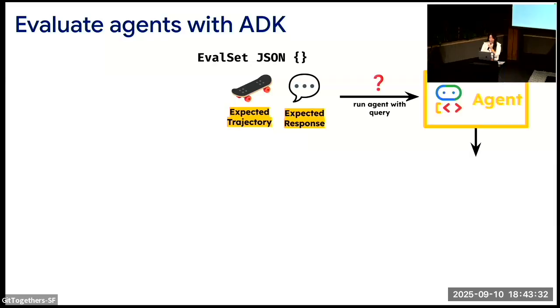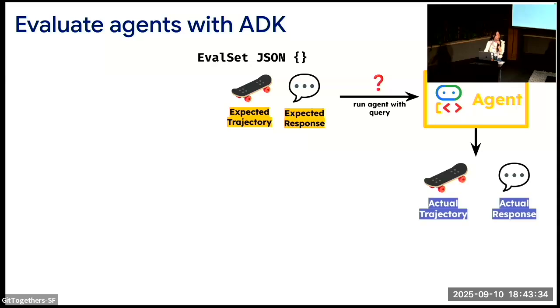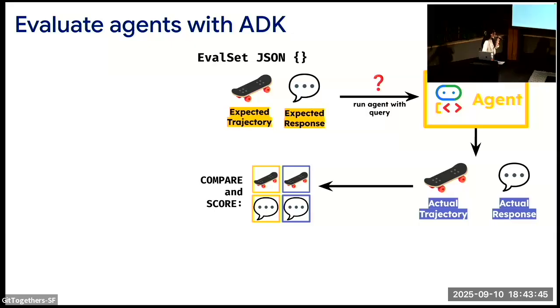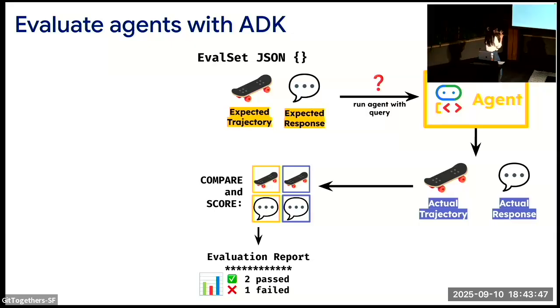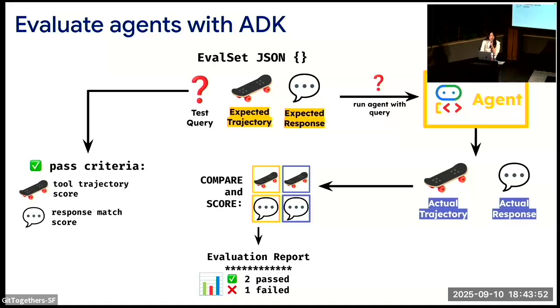So you can run the agent with queries through ADK, usually through ADK web, and once you run it, you get the actual trajectory and actual response, and then you compare the actual with the expected, so that you get an evaluation report if you run ADK web. You can also run it programmatically, and you can have scores to check: the tool trajectory score and the response matching score.